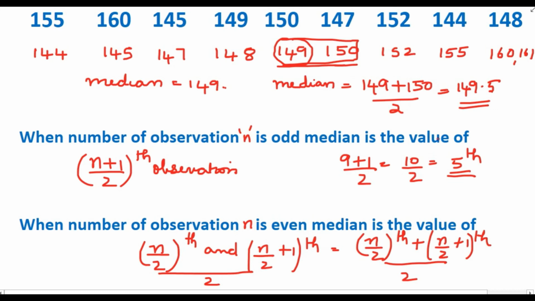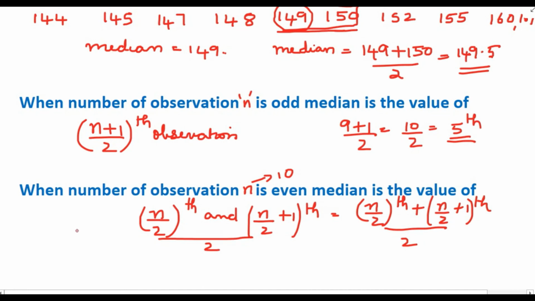When one more student is admitted to that class, in total we have 10 observations. So 10 is an even number. So I have taken 10 by 2, that is the fifth observation, and 10 by 2 plus 1, that is 5 plus 1, the sixth observation. So the fifth and sixth observation average I have taken. You can see the middle two scores average I have taken. This is the fifth observation and this is the sixth observation. Fifth observation plus sixth observation divided by 2.